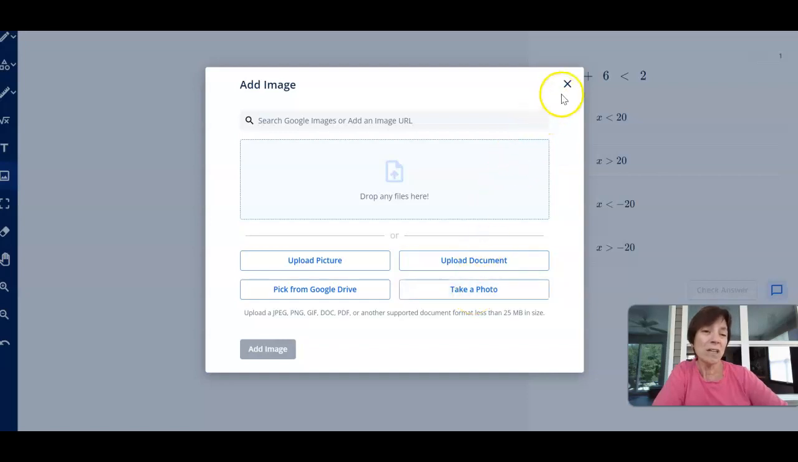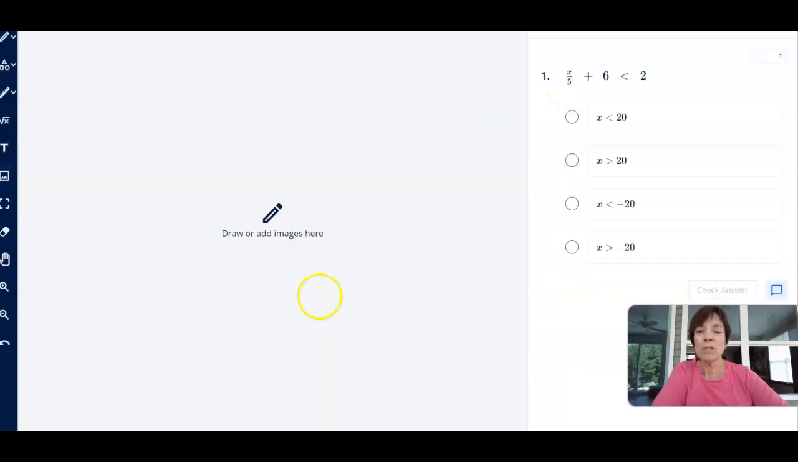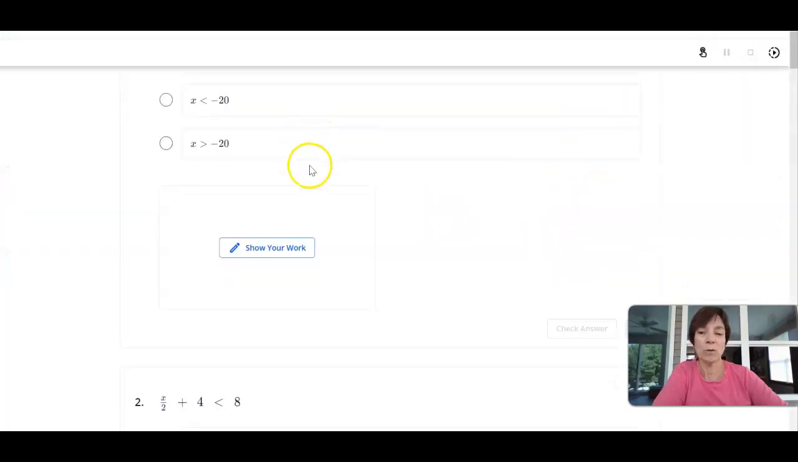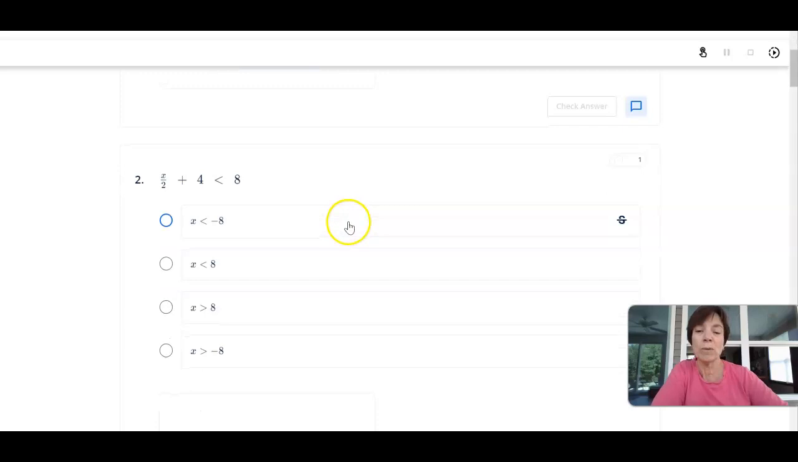Just make sure it's clear that I can read it so that I can really see what your work looks like. Once you've shown your work and you've decided what your answer is, you'll click on it over here and then you can just click done and you'll be able to go on to the next problem.